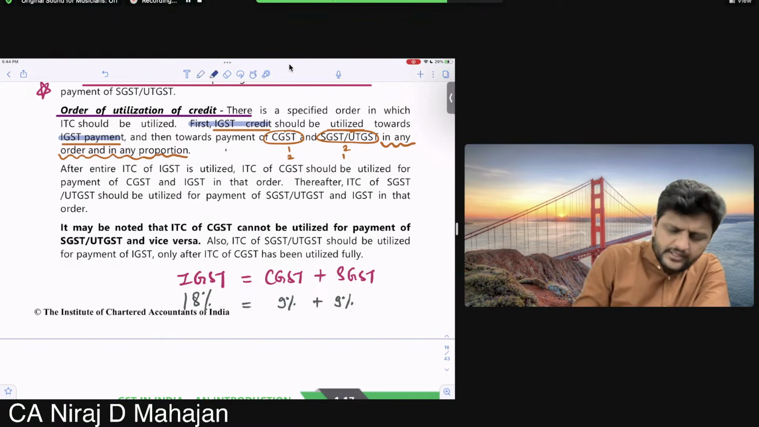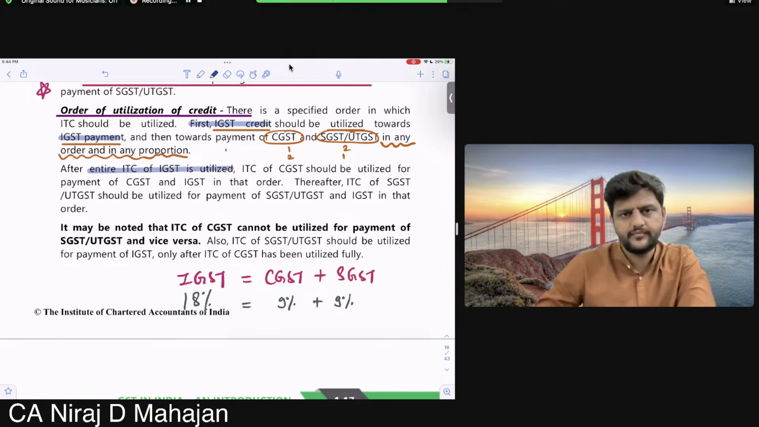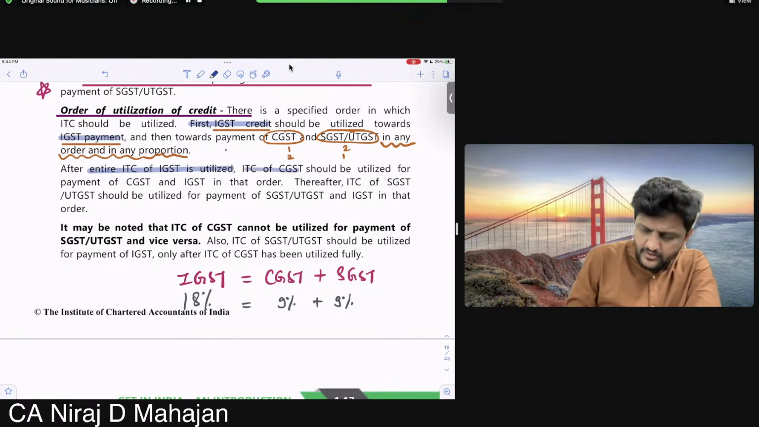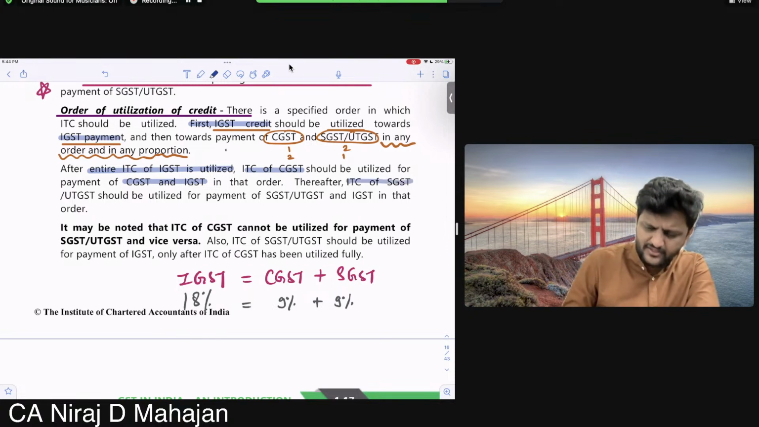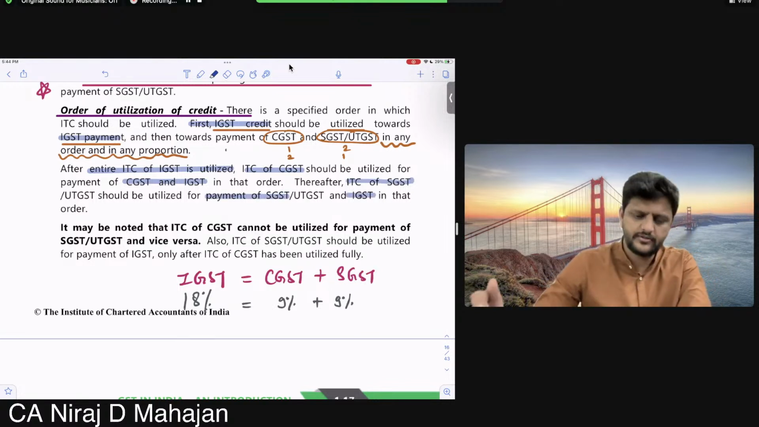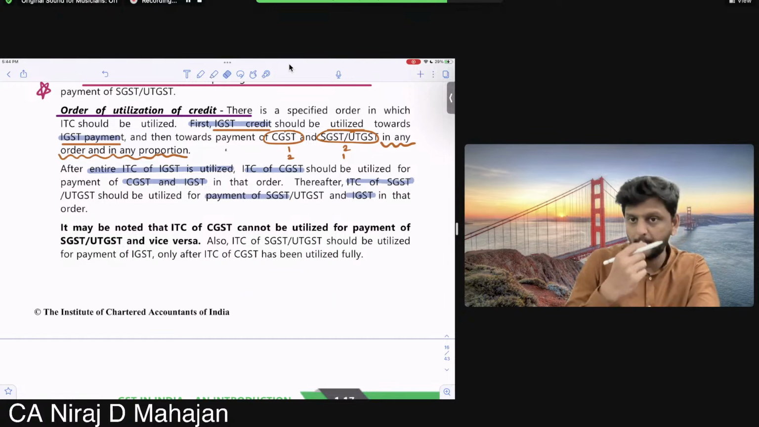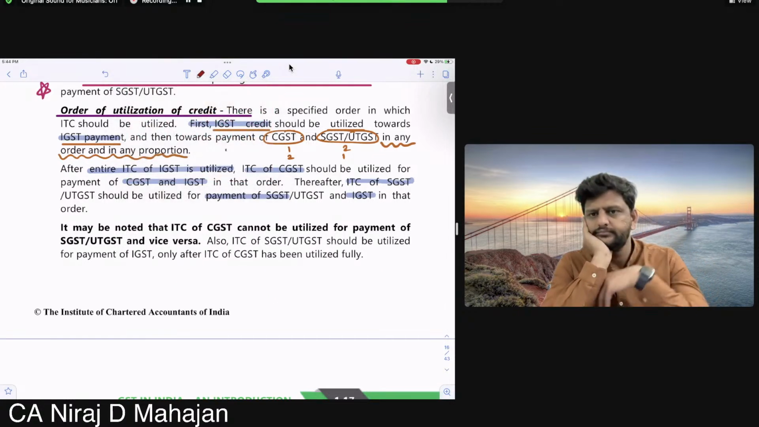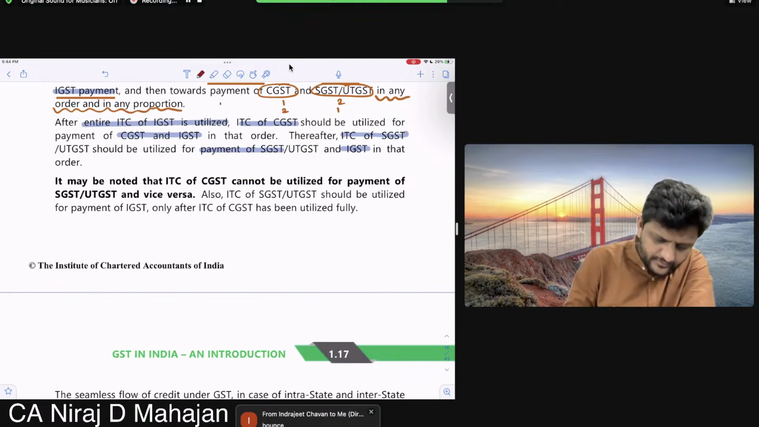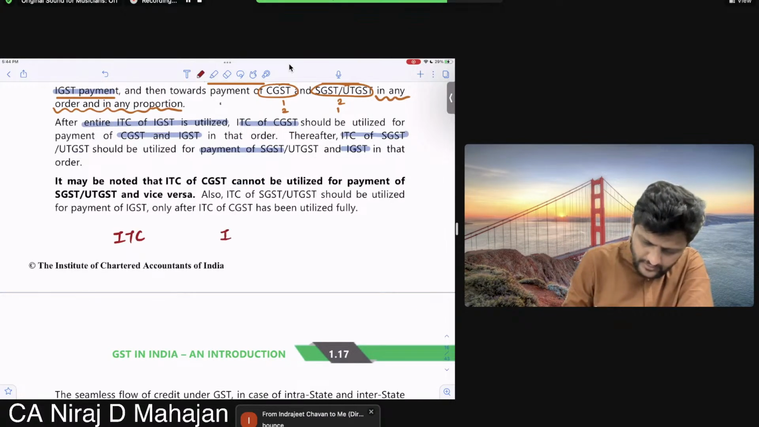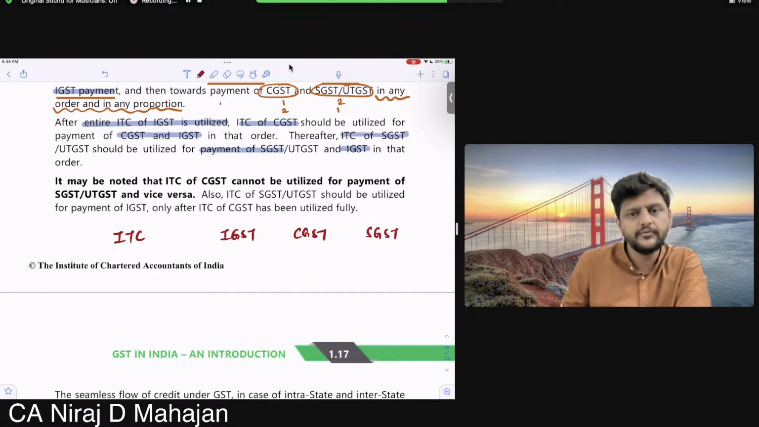After entire ITC of IGST is utilized, ITC of CGST should be utilized only for CGST and IGST in that order. And thereafter, ITC of SGST should be utilized only for SGST and then IGST in that order. Bouncer, right? Pay attention. ITC of IGST, CGST, SGST. Okay?